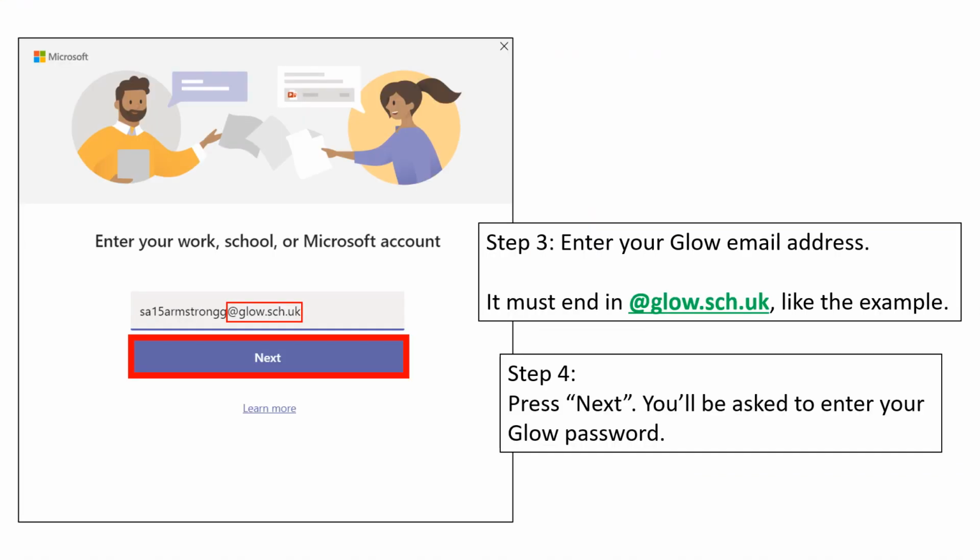Once you've installed Teams, you're going to need to log in, but this time you're going to need to use your Glow email address. Remember, your Glow email address must end with @glow.sch.uk, otherwise it's not going to work. Then, when you click on Next, you'll be taken to the normal Glow screen with a purple background, and that's where you're going to enter your Glow password.